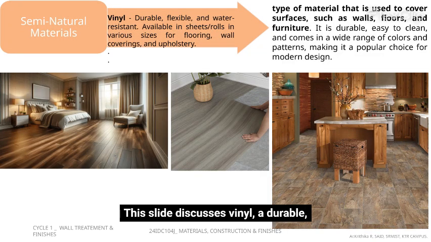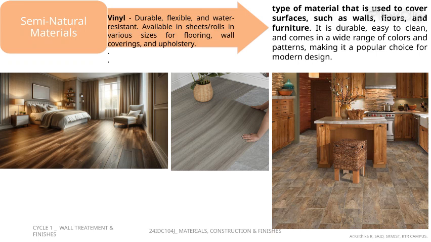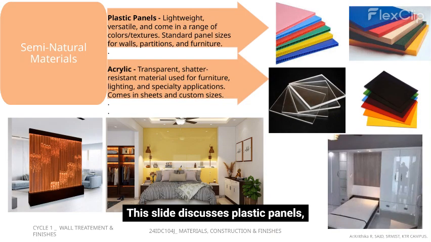This slide discusses vinyl, a durable, flexible, and water-resistant material. Available in sheets/rolls in various sizes for flooring, wall coverings, and upholstery. It is a type of material that is used to cover surfaces, such as walls, floors, and furniture. It is durable, easy to clean, and comes in a wide range of colors and patterns, making it a popular choice for modern design. This slide discusses plastic panels, lightweight, versatile, and come in a range of colors/textures.